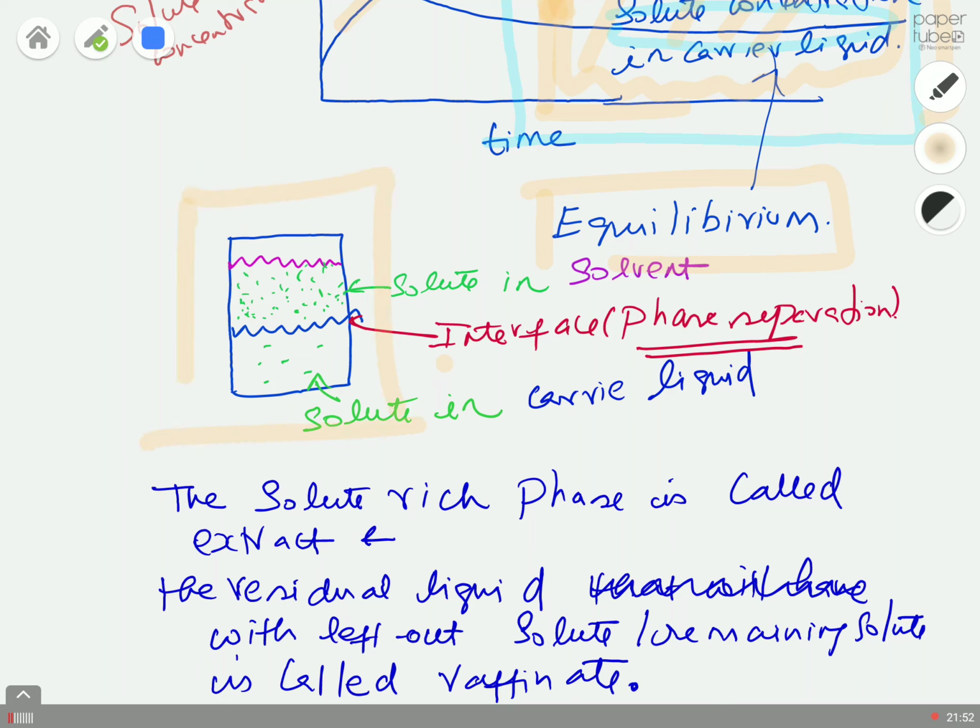So once your system has reached an equilibrium, you will see something like this here. You see the solid particles I showed in green here and there. So after equilibrium, most of the solid particles have already moved to the solvent side. So now you can remove the solvent, and from there you can recover your solute using other techniques. Some of these techniques we are going to learn in this module.